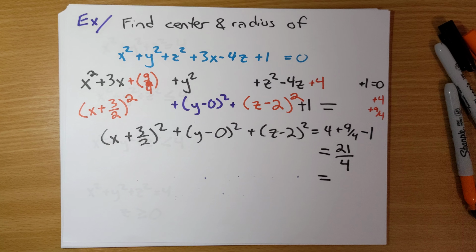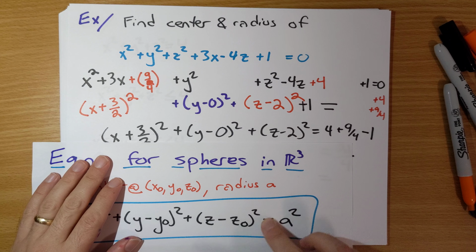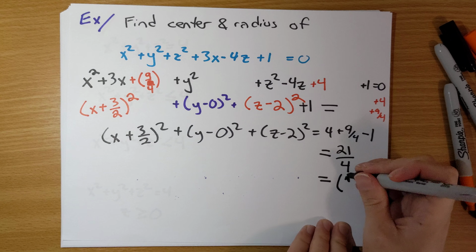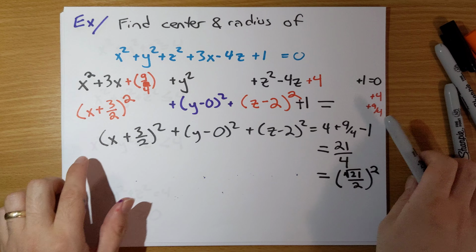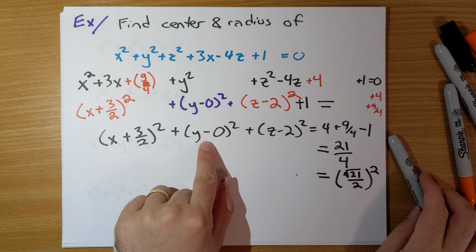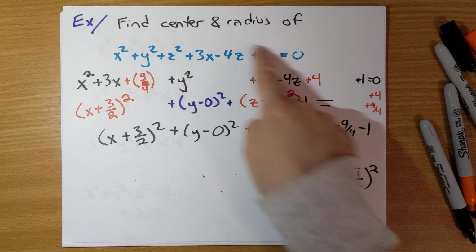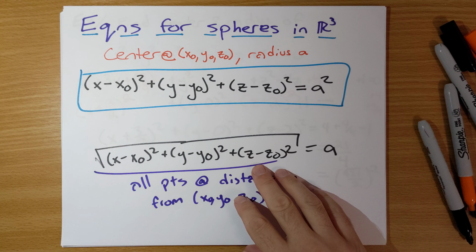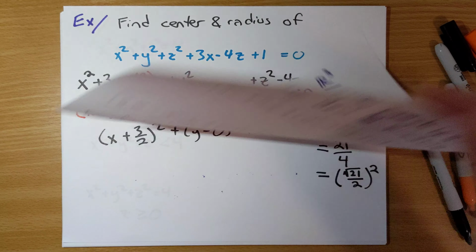So to finish off the problem, the answer on the right is the square of our radius. So this is really square root 21 over 2 quantity squared is equal to x plus 3 halves squared plus y minus 0 squared plus z minus 2 quantity squared. Okay, so we've done all of the work to put it into this form here. Now we just have to write down the answer. We just read off x naught, y naught, and z naught.